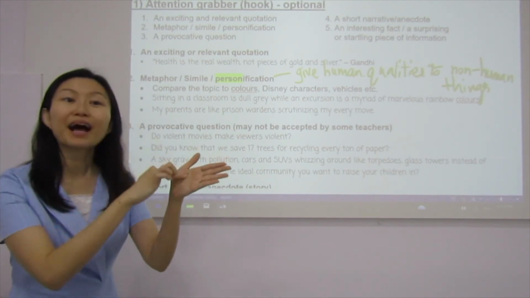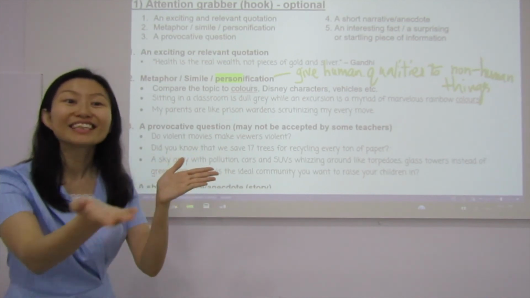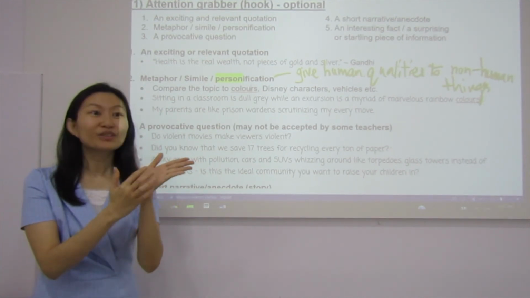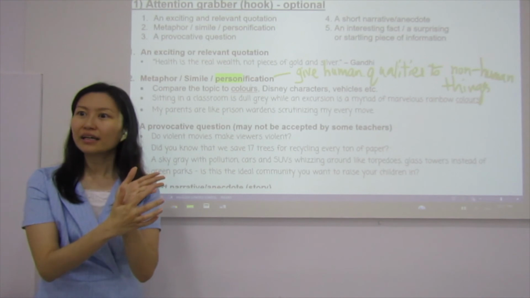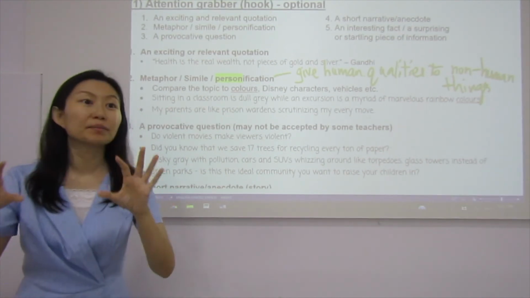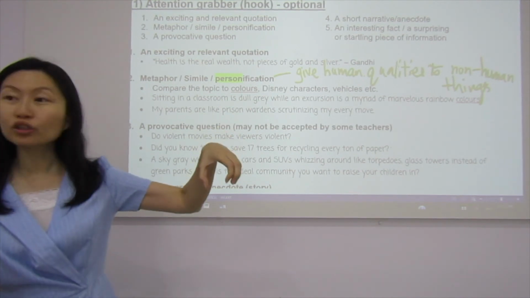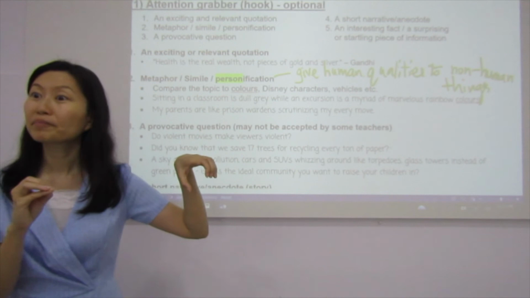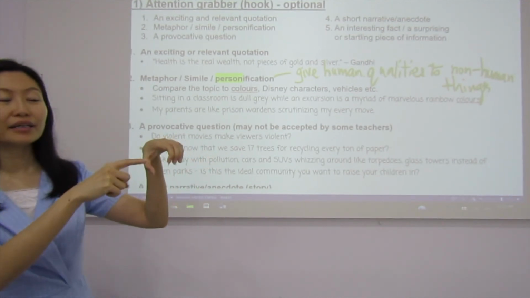So I say the flower is, what's the word that I use? The flower is dancing. Right? So the flower is dancing is a personification. Right? So again, what is a personification? I make a non-human object like a flower do a human thing. Do you see? So I say the flower is dancing.